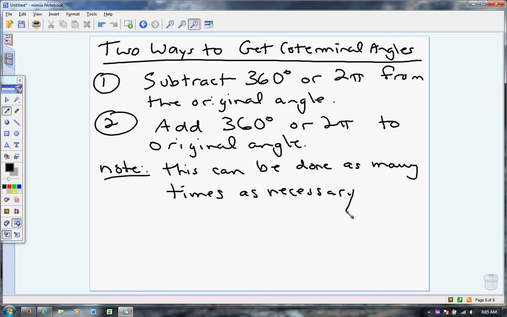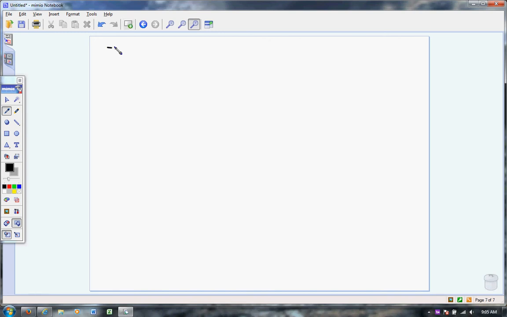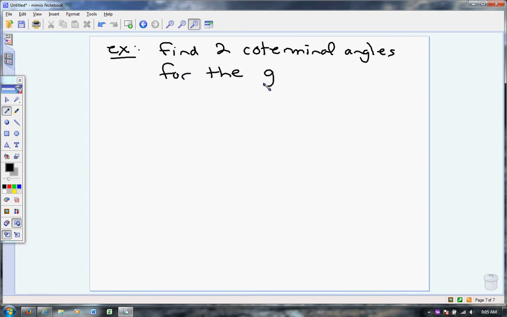All right, so one of the things, of course, that they're going to ask you to do tonight is they're going to say, find 2 coterminal angles for the given angle. And I think sometimes they say find one that's positive and one that's negative. All right? So just want to keep that in mind, that we have a couple options.